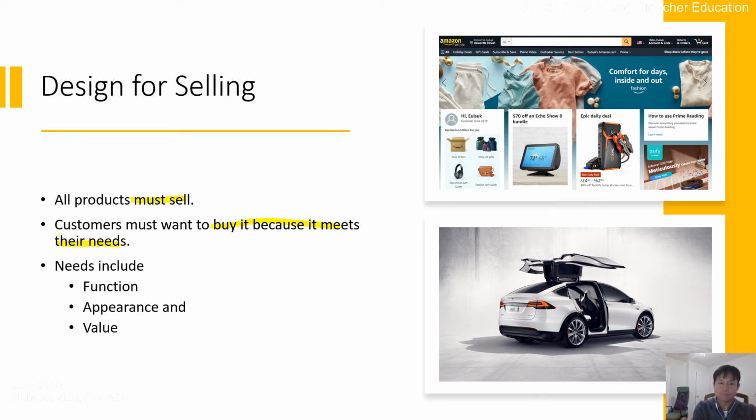And then let's look at here. Design for selling needs include function, appearance, and value, because the product should attract the customer. So this is an example of design for selling. The Tesla Model X. I don't know how convenient or easy it is to manufacture, but it really attracts customers. So this is the example.